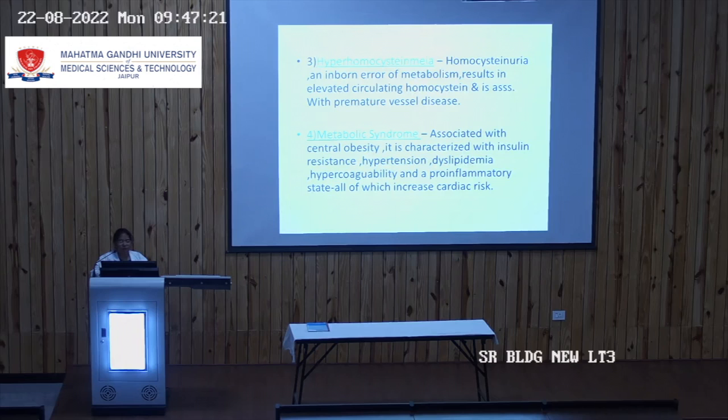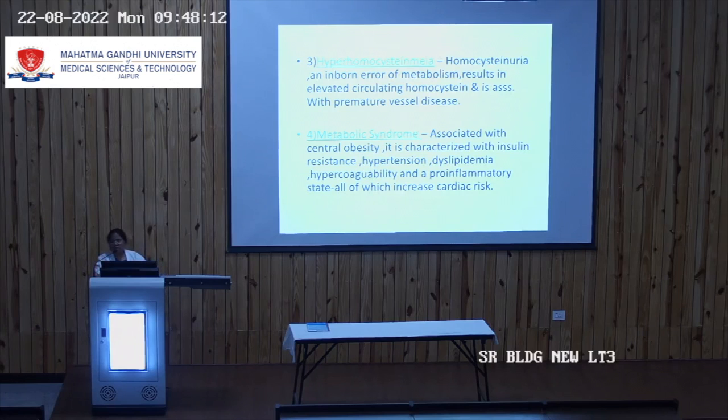in our population. And along with the central obesity, it is characterized by insulin resistance. That is, the pancreas is producing a normal amount of insulin, but the cells that it acts on, the muscle cells, etc., where the glucose is metabolized, have developed insulin resistance. With the same amount of insulin, they cannot metabolize the same amount of glucose that they were metabolizing earlier. So, the amount of glucose in the plasma will increase. It is also associated with hypertension, dyslipidemia, hypercoagulability, and a pro-inflammatory state.